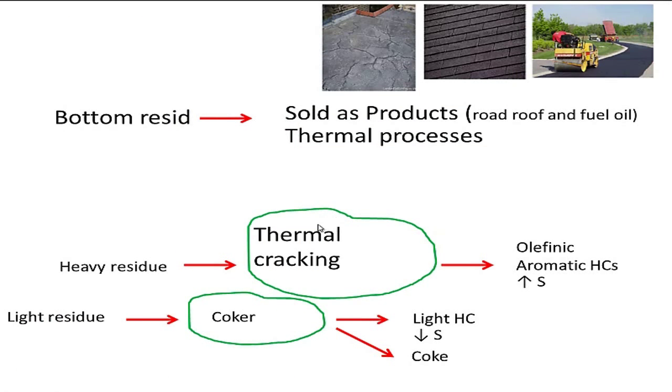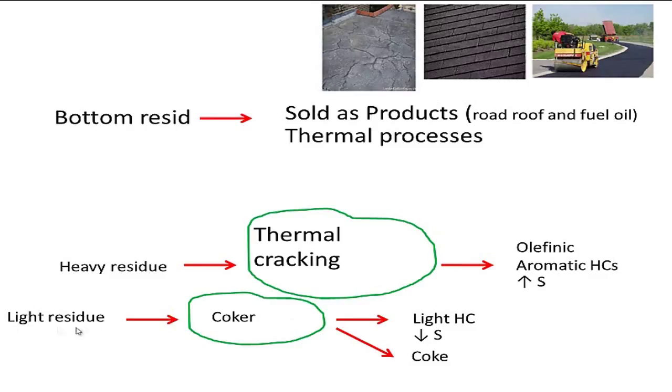In general, what we can do with the bottoms is, one, to sell for road construction, for roof repair, or to sell as a fuel oil. Another way to make use of the residues is to send them to thermal cracking. The heavy residues that go through the thermal cracking process will produce products containing olefins or even aromatic hydrocarbons, which may retain a high amount of sulfur content.